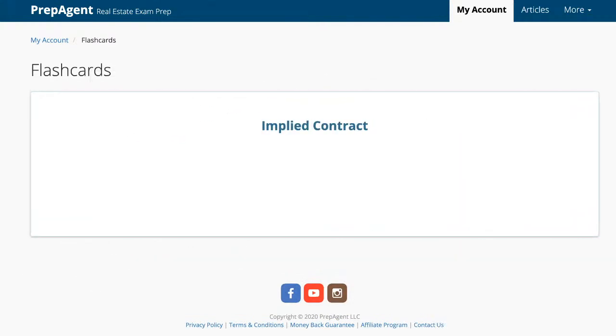Implied contract. What's an implied contract? Implied contract basically says looks like a duck, acts like a duck, walks like a duck, it must be a contract. All right? It's implied by your actions. What you do and what you say can imply a contract.